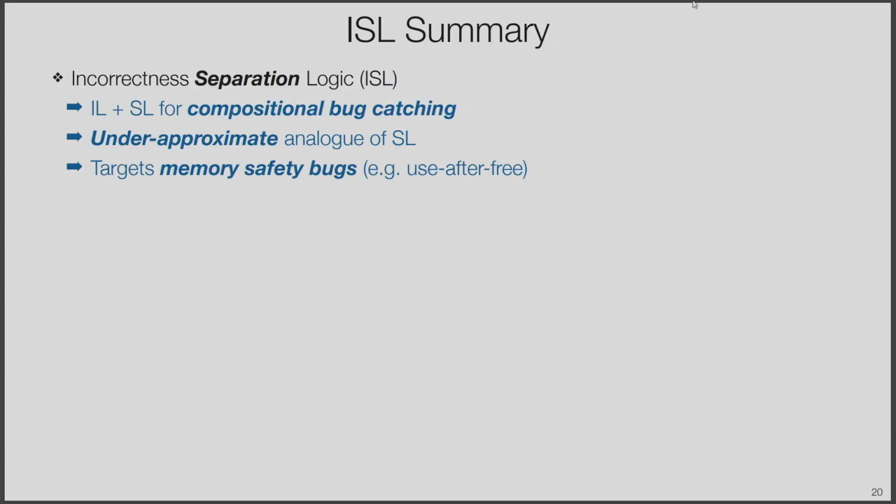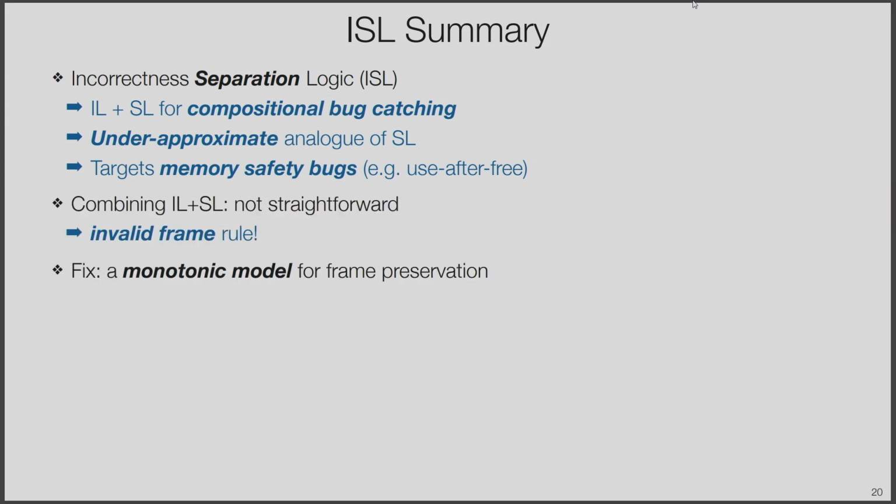Okay, so that was the first part of the talk in a nutshell, which was the theory of incorrectness separation logic, where we combined incorrectness logic and separation logic together. It's the under-approximate analog of SL for memory safety bugs. You saw that the combination wasn't straightforward. We had to change the model. And one additional benefit that I'm not going to talk about, for the theoreticians in the room, was that this new model allowed us to recover the footprint property. The footprint property was something that was broken in the original SL, which was the reason separation logic is incomplete. So if you want to have completeness, you need this footprint property. And this monotonic model allows us to recover that. So it was a nice bonus in that sense.